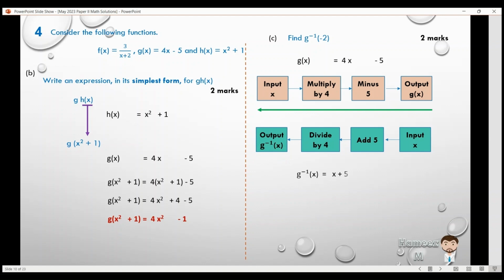So now g inverse is x, add the 5 to it. And when we get that answer, we now divide by 4. So g inverse of minus 2 means we're putting in minus 2, that's our input, and we're adding 5 to it. And then when we get our answer, divide by 4. Minus 2 plus 5 is 3, so it'll give us 3 over 4, or 3/4.